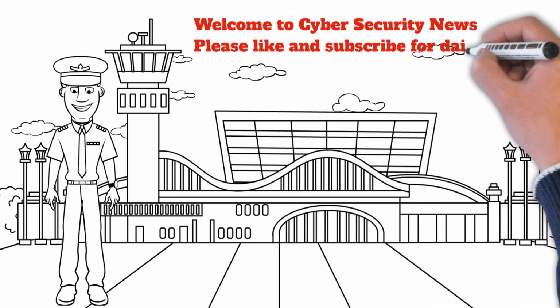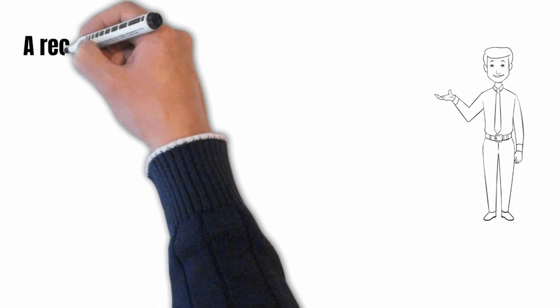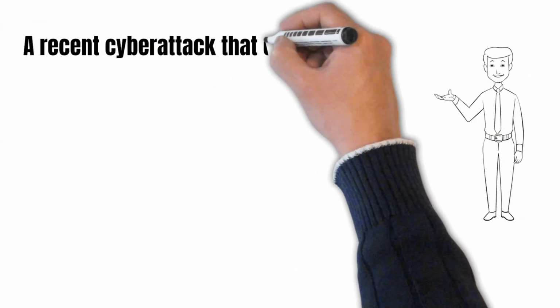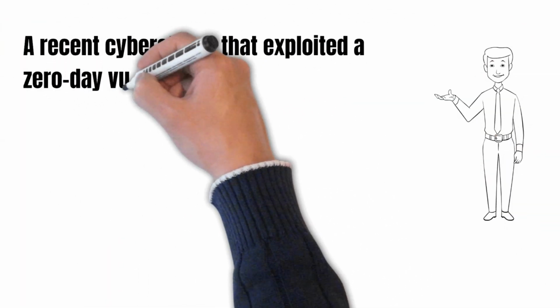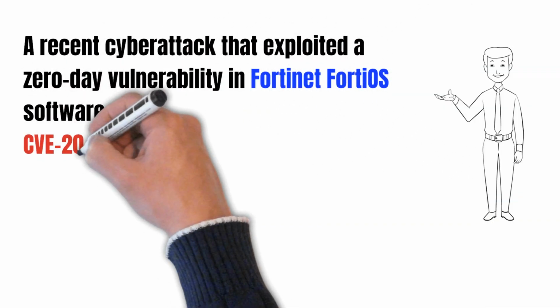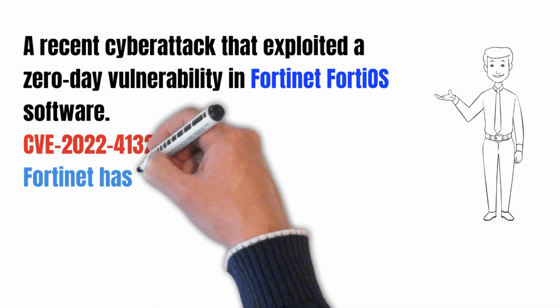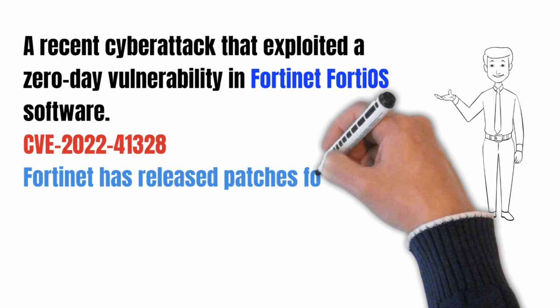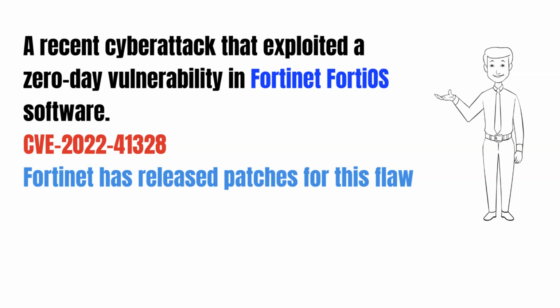In this video, we are going to talk about a recent cyber attack that exploited a zero-day vulnerability in Fortinet FortiOS software. This vulnerability, tracked as CVE-2022-41328, is a path traversal bug that allows an attacker to read and write arbitrary files on a FortiGate device via crafted CLI commands. Fortinet has released patches for this flaw, so make sure you update your devices as soon as possible.